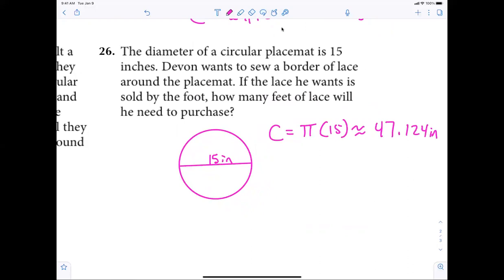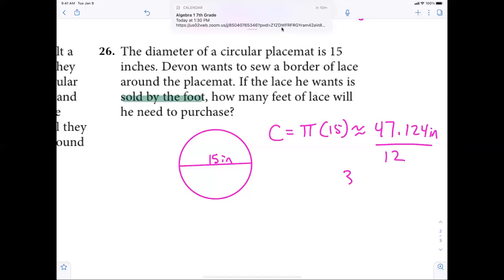But the question says, how many feet? So now you got to be careful. It's sold by the foot. So what do I have to do? Yes. Because what did you do? Yeah, but I don't want 48 divided by 12. I want 47.124 divided by 12. That's what I want you to tell me. And what is it? That's what you would want, 3.926.